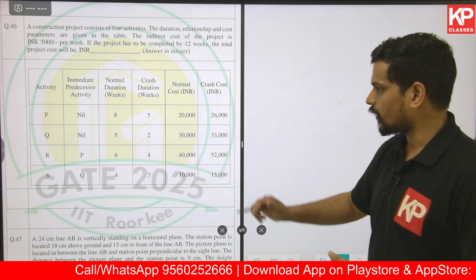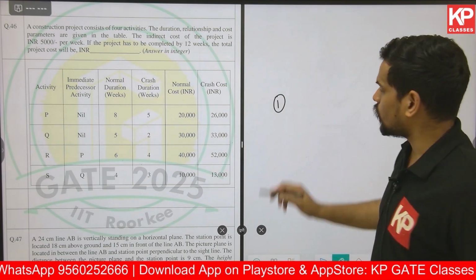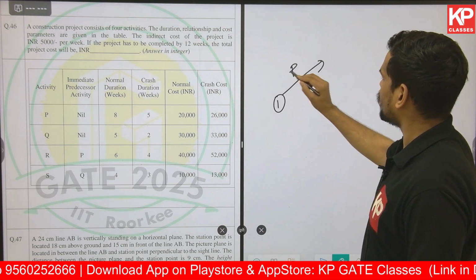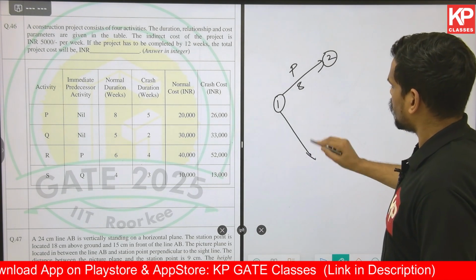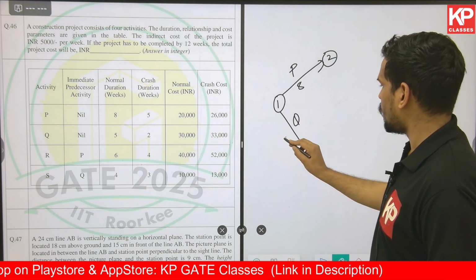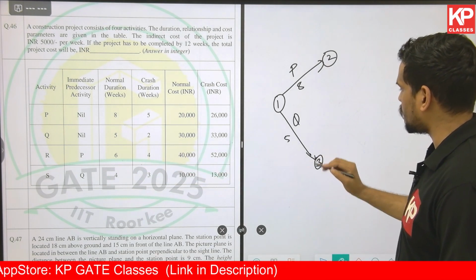First, let me draw the network for PQRS. P and Q have no immediate predecessor. I'm drawing an activity on arrow network diagram. So this is activity P with the normal duration of 8. This is node number 2. Q with the normal duration. Take normal durations always while drawing the network. So normal duration of 5 to node number 3.